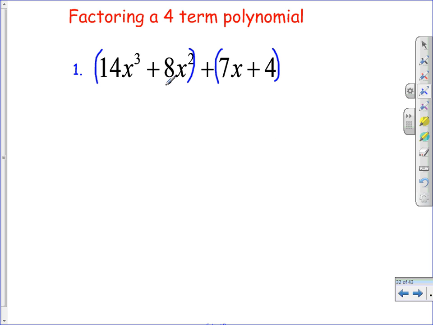We'll look at the first terms, 14x to the third plus 8x squared, and we're going to factor out the greatest common factor. The greatest common factor of 14 and 8 is 2. The greatest common factor of x cubed and x squared is x squared, because x squared can be evenly divided into both terms. So 2x squared. 14x to the third divided by 2x squared gives me a 7x. 8x squared divided by 2x squared is a 4.